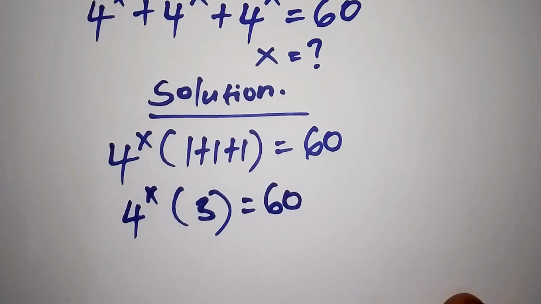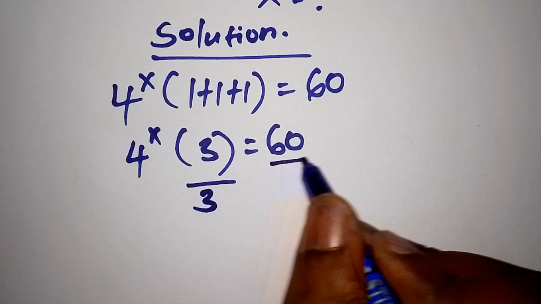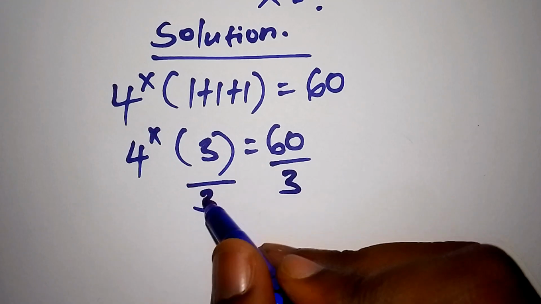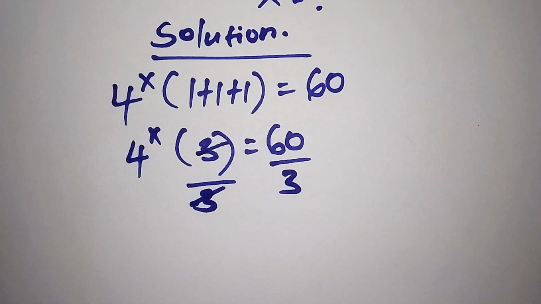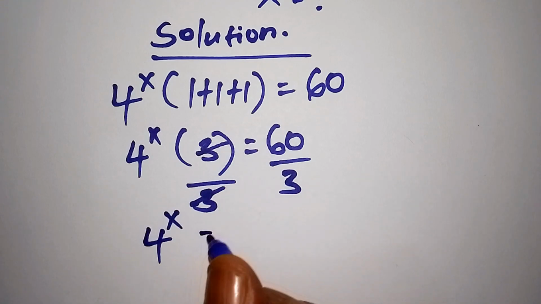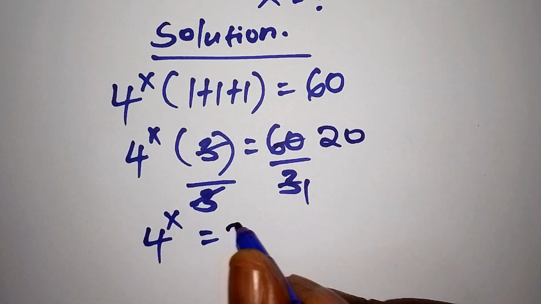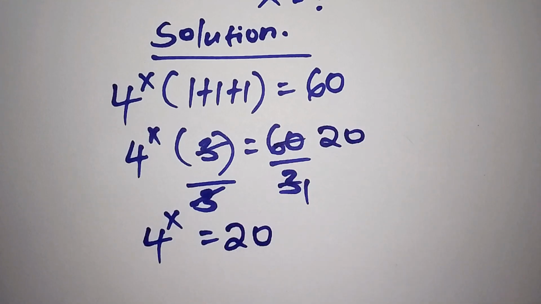So the next thing now is to divide both sides by 3. So divide by 3, then also divide by 3. So that now 3 by 3 shall cancel. So now we shall have 4 to the power of x is equals to 3 goes into 60, 20. So 4 to the power of x is equals to 20.